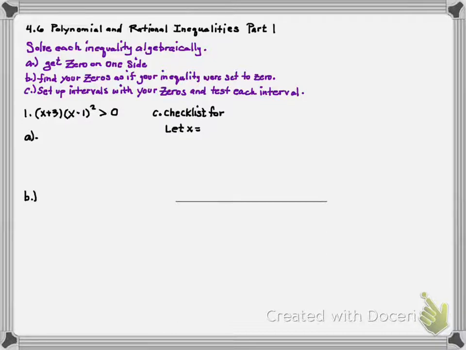Part A, get 0 on one side of the inequality. Part B, find your zeros as if your inequality were set to 0. And you're going to set up some intervals with your zeros, and you're going to test each interval.